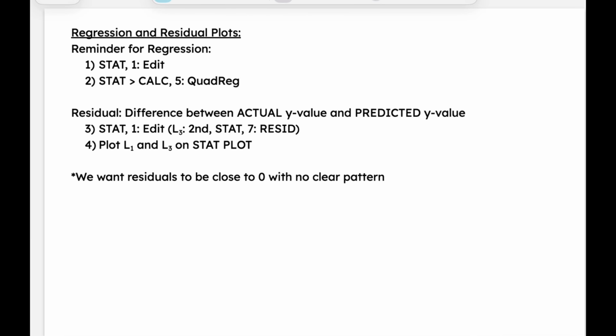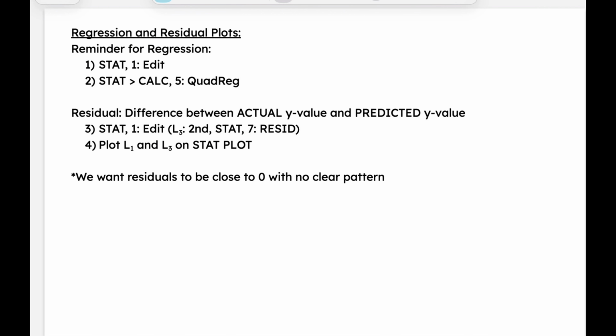So the last part is talking about regression and residual plots. I have the steps here listed for if you were using your TI-84. Just like with linear regression, you would go to Stat, Edit, and then enter your values, and then you could go over to Calc and find the quadratic regression, which is number 5.